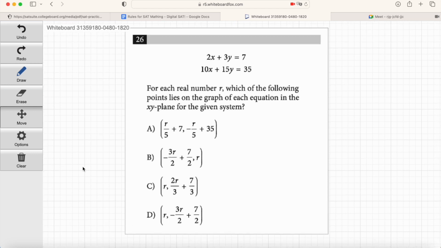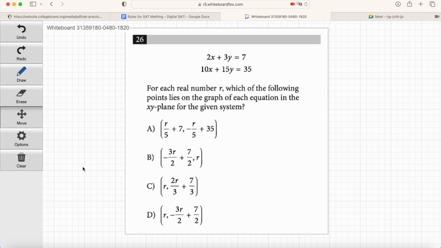Okay. 2x plus 3y equals 7. 10x plus 15y equals 35. For each real number r, which of the following points lies on the graph of each equation in the xy plane for the given system? What are we solving for here, Tanner? What are we solving for with this question? We are solving for the following points that lie on the xy plane. Yes, with the equations. Which points lie on the xy plane for each equation in the given system?